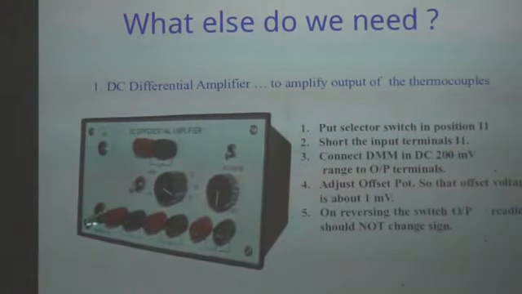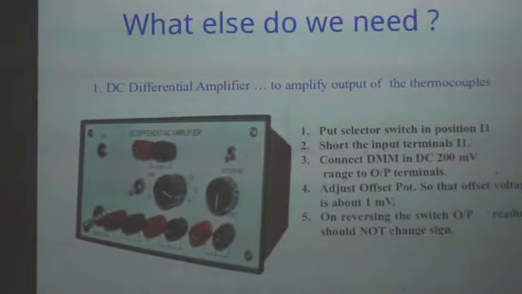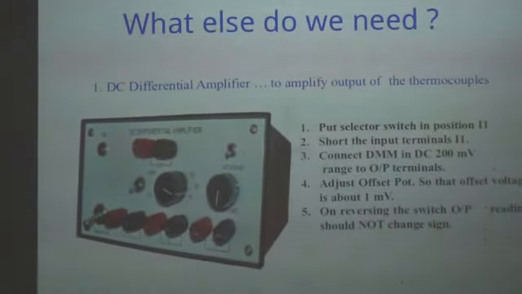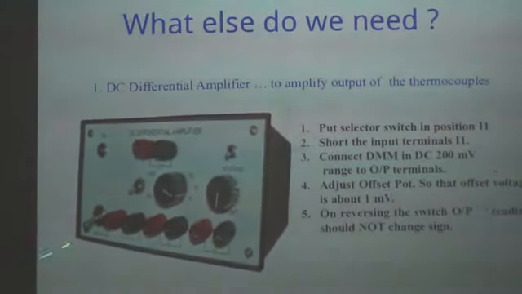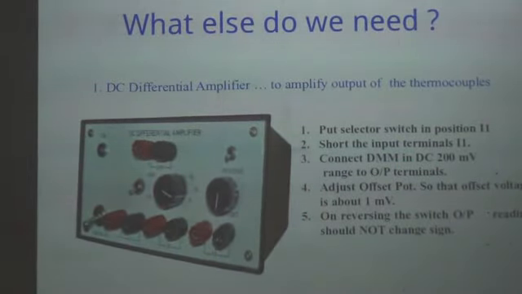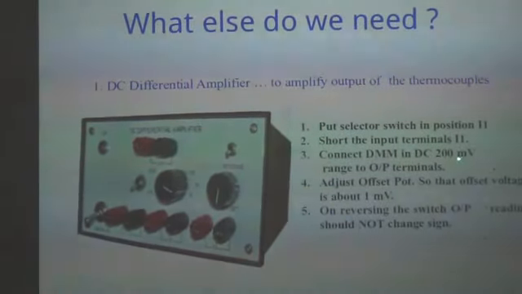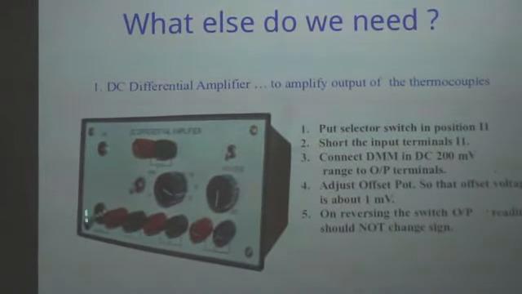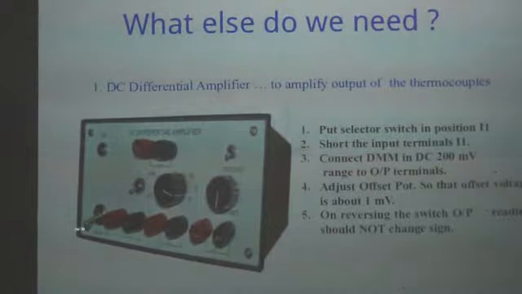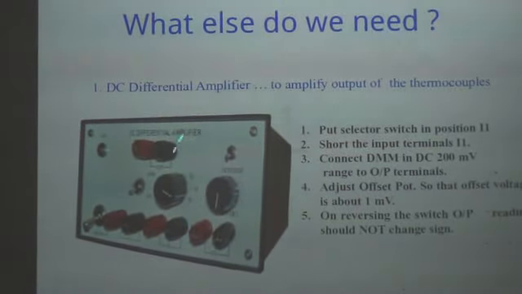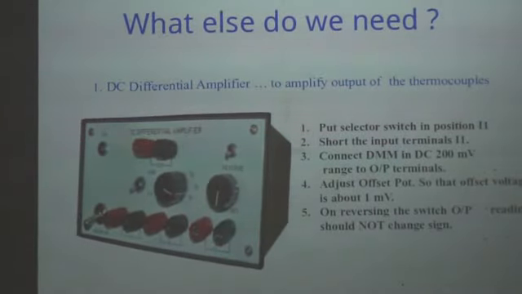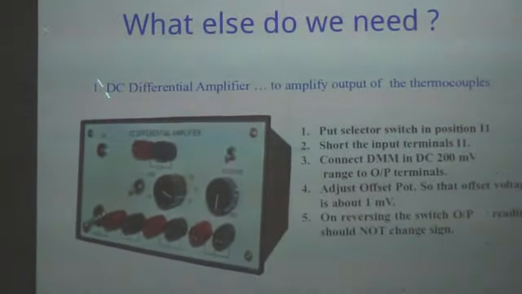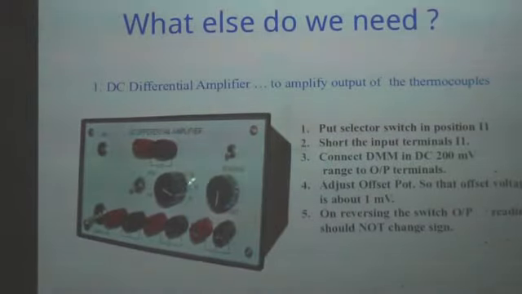To begin with, I told you in the morning that you have to short the input terminals I1. Either you connect it to ground or you short it. Shorting also ensures that the potential difference between the two terminals is equal to 0. Then you have to connect a digital multimeter in the 200 millivolts range here. First short these two by a wire, connect a digital multimeter here, and check the reading. You will get some arbitrary reading. Then you have to reduce it to a minimum by using this offset.